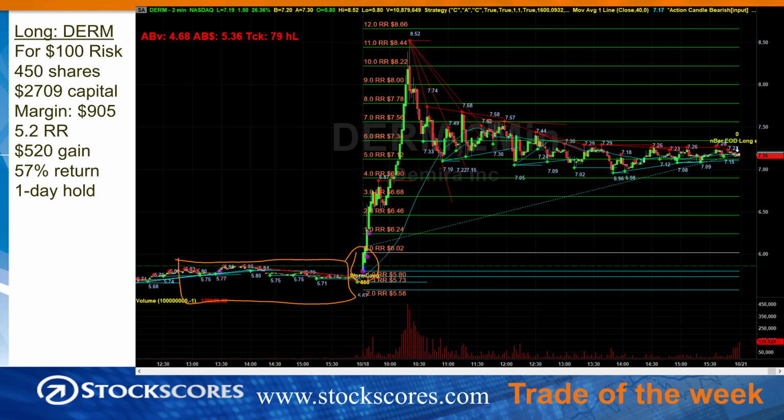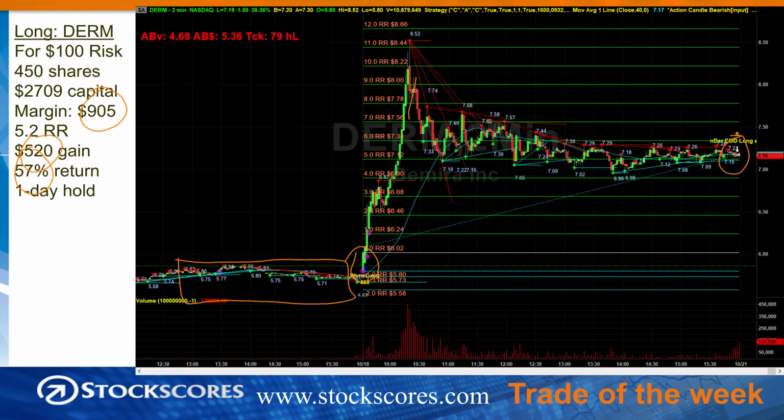The economics of the trade were really nice. For $100 of risk, it took 450 shares, which was $2,700 of capital, but of course you can margin that 3-to-1, so you would only need a little over $900 to take this trade. It finished the day at a 5.2 RR, which represented a $520 gain on your $900 of capital invested, a 57% return.